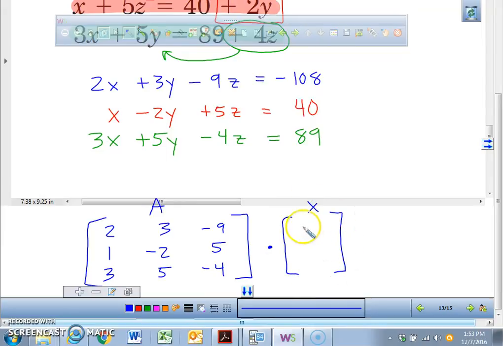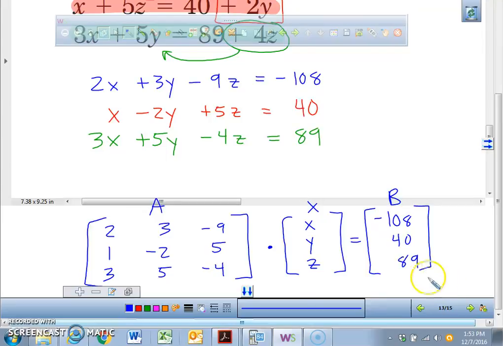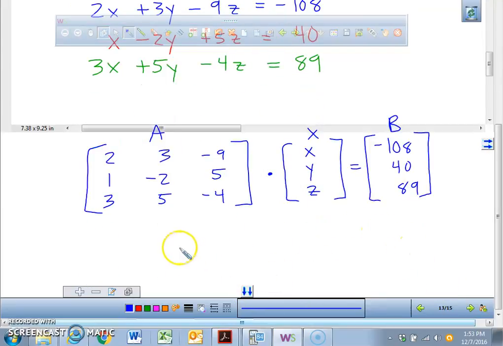And matrix X is going to be known as X, Y, and Z because we organize things correctly. And that's going to equal matrix B, which, what are the 3 numbers in matrix B? Negative 108, 40, and let Ariel finish it up so she feels good. That's right, good job. All right, so right now this is everything set up. But remember, we're solving for matrix X. And matrix X is going to be the inverse of A times B.